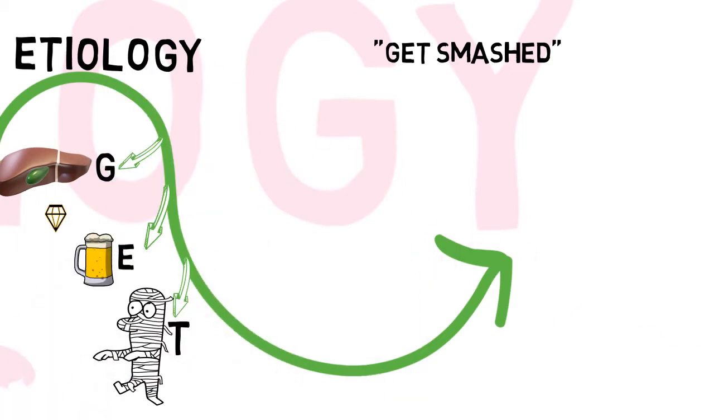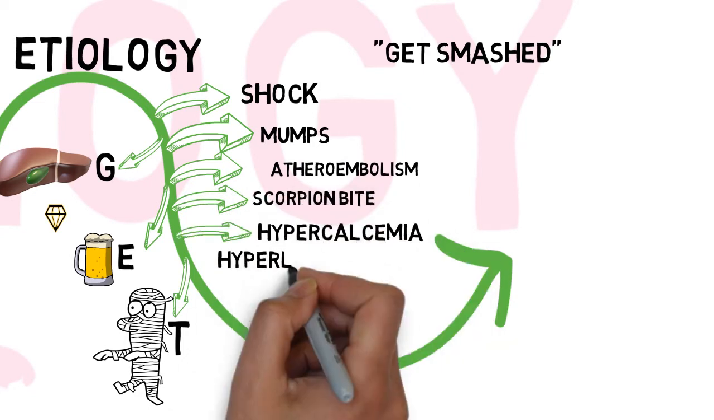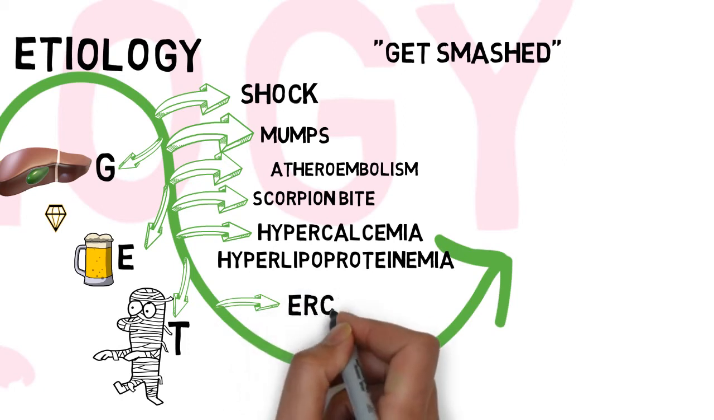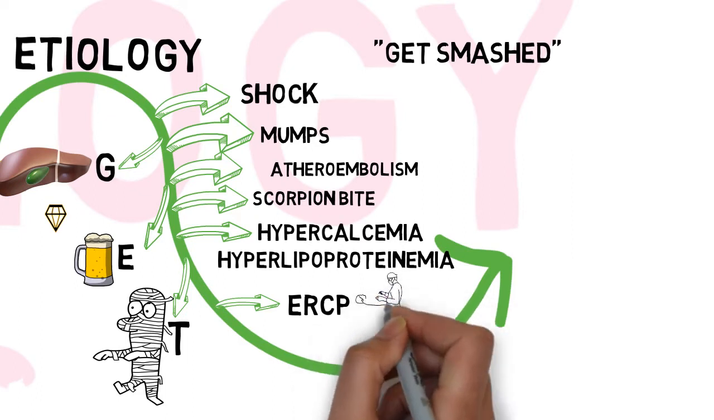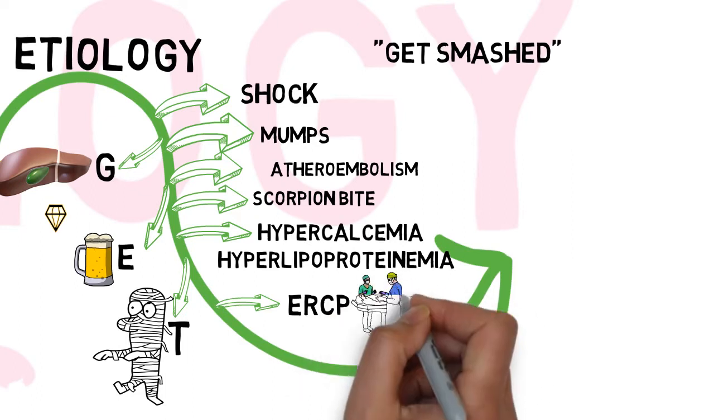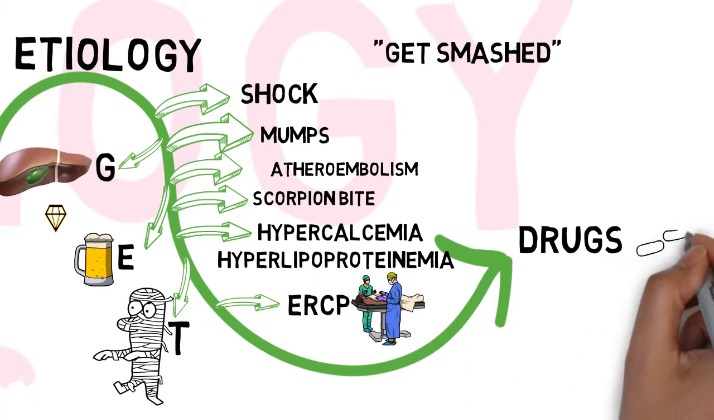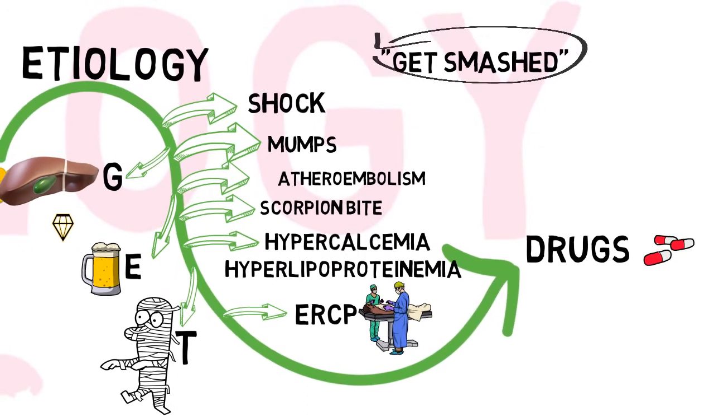Then we have trauma, shock, mumps virus, atheroembolism, scorpion bite, hypercalcemia and hyperlipoproteinemia. ERCP. ERCP is actually a procedure. The full form is endoscopic retrograde cholangiopancreatography. This is a procedure to diagnose biliary and pancreatic diseases. And finally, drugs like azathioprine. So that is the mnemonic GET SMASHED.